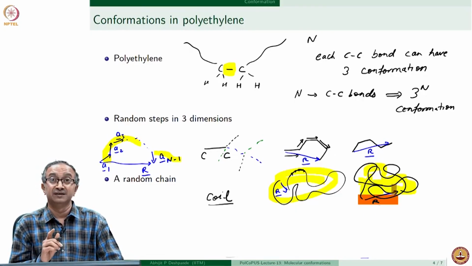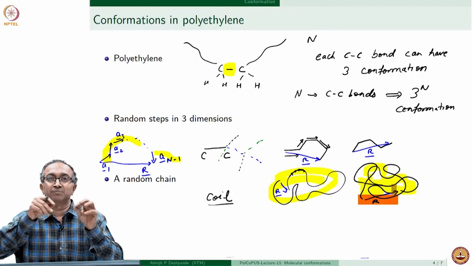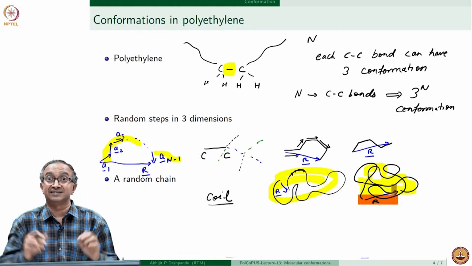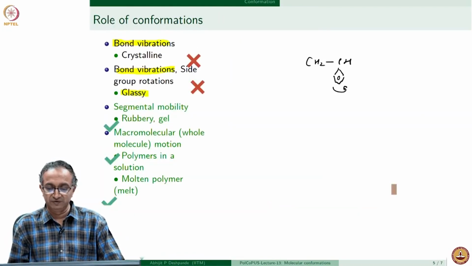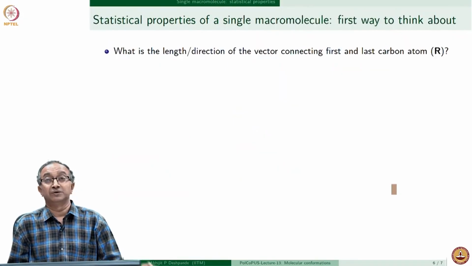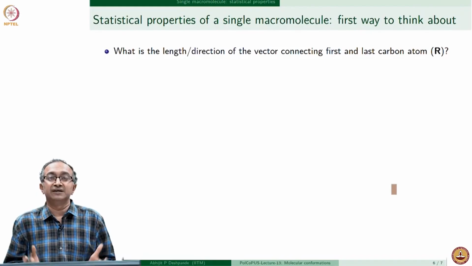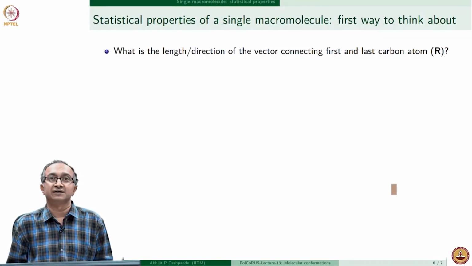Of course, you can think about what happens for a rod-like molecule, in which case these conformational changes are not permitted and the polymer is generally in an extended state. So think about it. We will come back to this later on during the course also. So with this idea of conformational change, and therefore a single macromolecule being a statistical object, we can now start talking about it quantitatively.